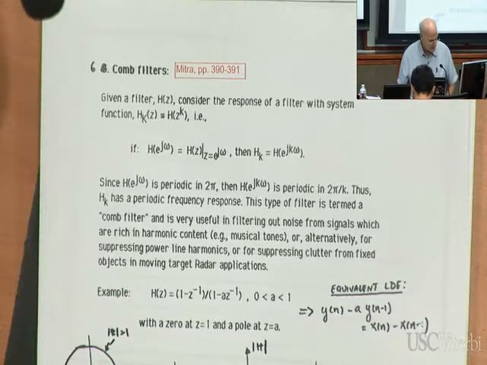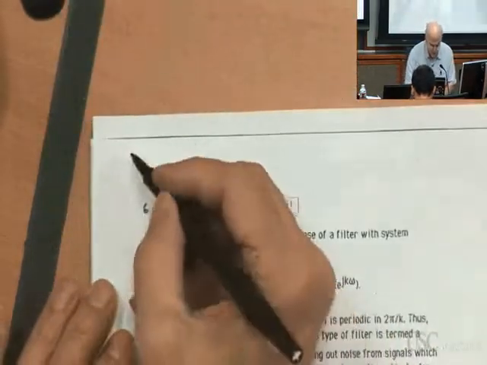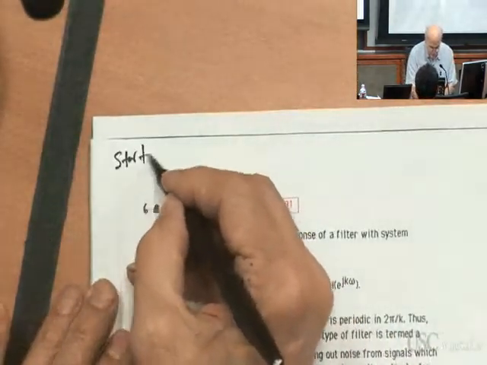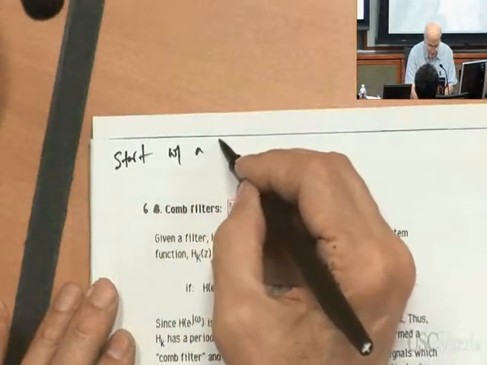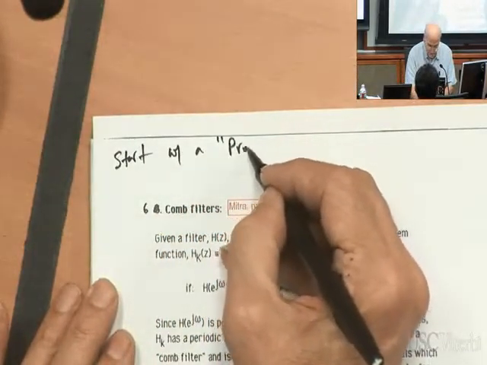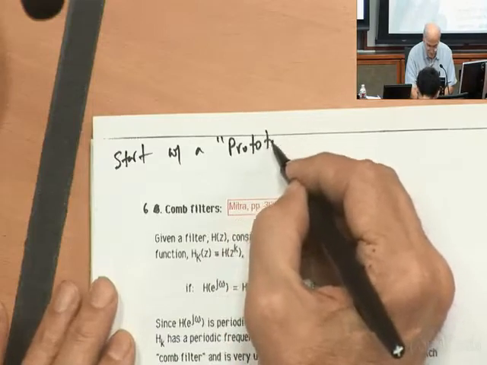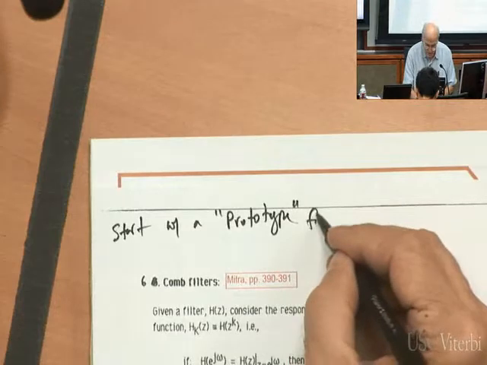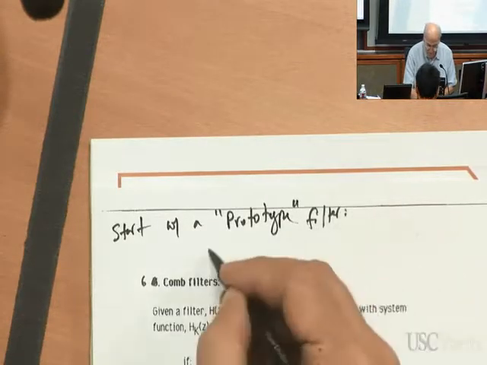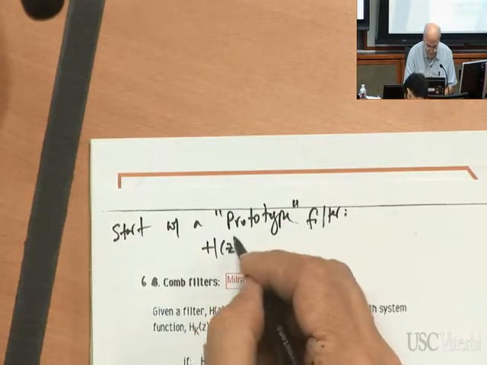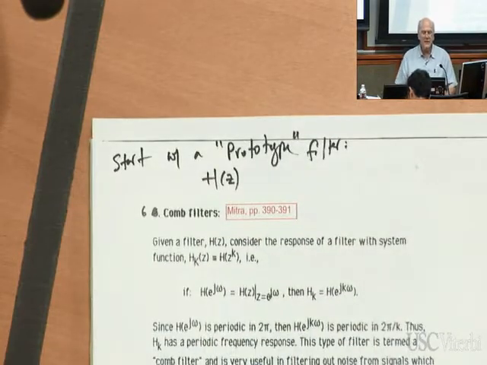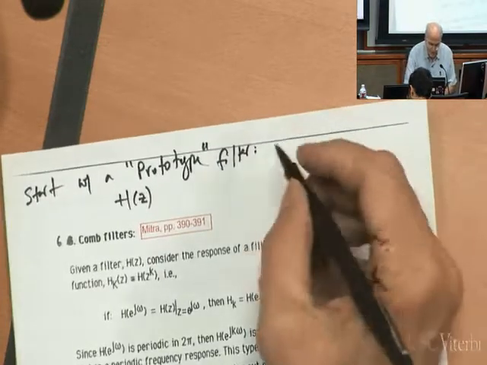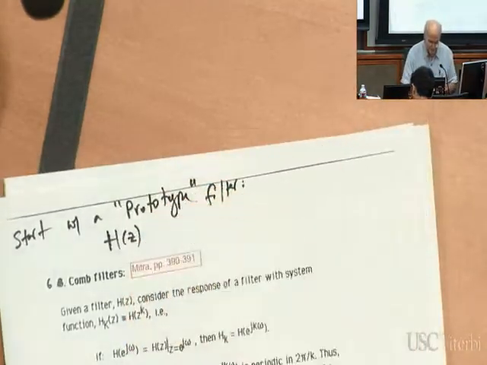So what is a comb filter? Well, generally you start with what I will call a prototype filter, and I will call that H of Z. Now H of Z could be anything. It could be a low pass filter, a notch filter, a high pass filter, whatever you want. So you start out with H of Z, that's your known filter.